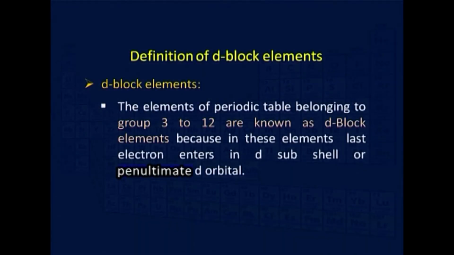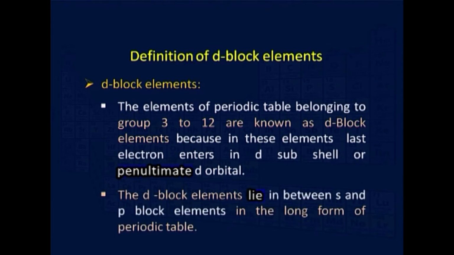So, as I told you, the transition elements are very important, and therefore, we have to study the chemistry of transition elements. In the periodic table, they are lying in the D block, and therefore, they are often called D block elements. They occupy group 3 to group 12 in the periodic table. In these elements, the electron is added into the D subshell, which is the penultimate shell for these elements.